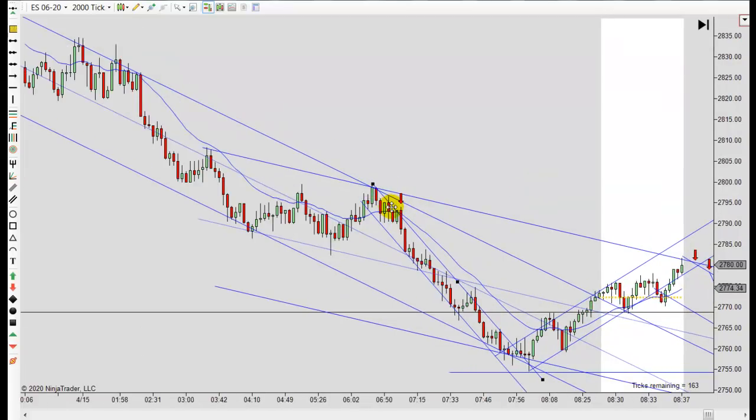Actually, I'm not quite on there. Let me get on it, and then let's adjust it. And if you draw it right off those two closes, you can see that trend line right there, and that would have, once again, been a perfect trend line all the way down.